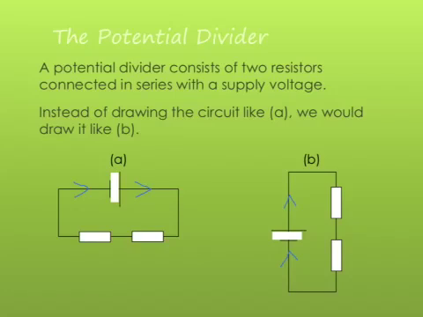Look at B here. As the current flows through the cell, it is gaining in electrical potential, just like gaining in gravitational potential energy. And as the current flows through the two resistors, it is losing electrical potential energy, just like losing gravitational potential energy.